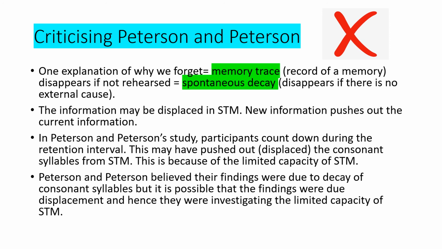So we also have criticising Peterson and Peterson. One explanation of why we forget is because of our memory trace, which is the record we have of a memory, which disappears if it's not rehearsed because of this thing called spontaneous decay. It disappears if there's no external cause. The information may be displaced in short-term memory because new information pushes out the current information. In Peterson and Peterson's study, participants are counting down during that retention interval. So what that may have done is push out, so displaced, the consonant syllables from short-term memory. And that is because short-term memory has this limited capacity. Now, Peterson and Peterson believe their findings were due to decay of consonant syllables, but it is possible that the findings were due to displacement, and hence they were actually investigating the limited capacity of short-term memory.